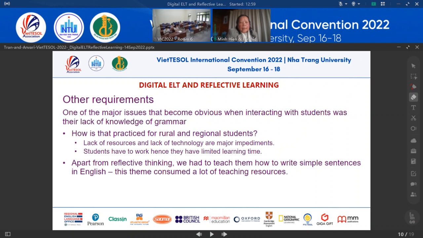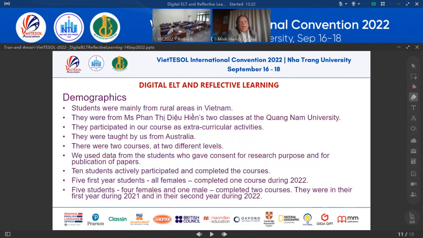So apart from reflective thinking, we also have to teach them basic English, because we taught first-year and second-year students. Their English, especially the first-year students', is very basic. So we have to teach them simple sentences. We taught them all in English. Sometimes I just give them some guidance in Vietnamese, but all the way in English.